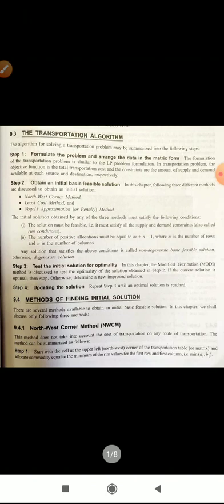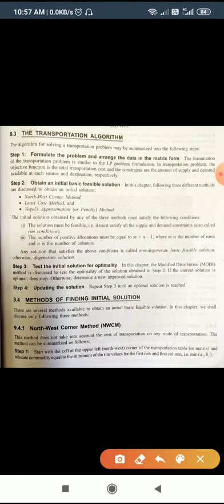Obtain an initial basic feasible solution. We formulate a matrix for transportation problem. After that, we find the initial basic feasible solution using three methods. First method is northwest corner method, second is least cost method, and third is Vogel's approximation method, or we can say that VAM method. The initial solution obtained by any of the three methods must satisfy the following condition.